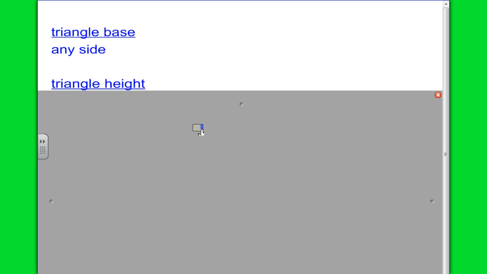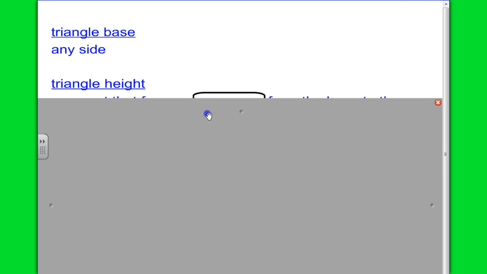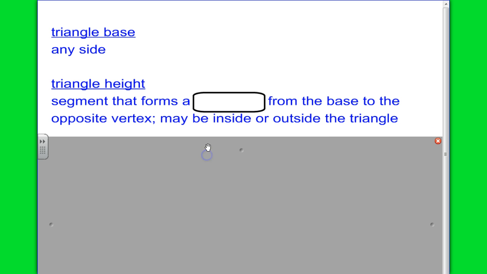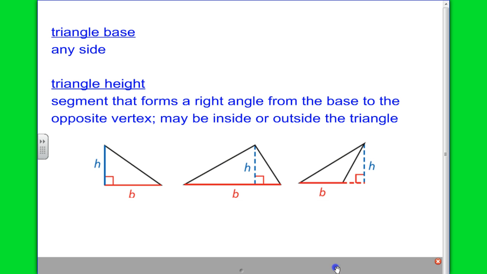Is height always up and down? No. How would you describe height? Who can describe it? It's a segment that forms a what? A right angle. It has to form a right angle, good, from the base to the opposite vertex. It could be inside or outside of the triangle. So here was the right triangle, so I guess we should say it may be inside, outside, or on the triangle. Why don't you add that? Or on, over here. This height is perpendicular to this base.